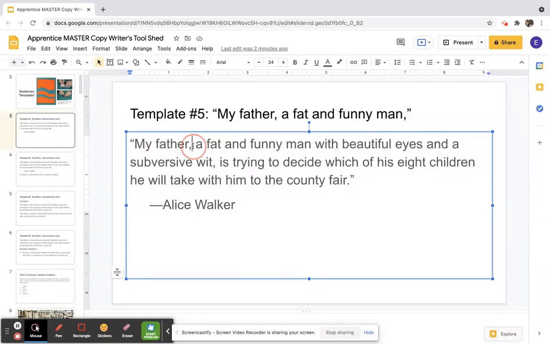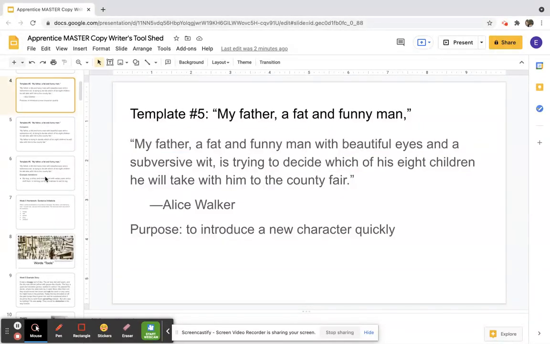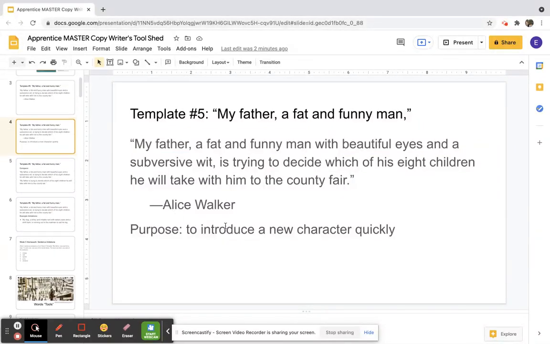And so we're looking at this whole inserted parenthetical clause where you get to describe the father. What is he like? And what is the purpose of writing a sentence like this? The purpose is to introduce a new character quickly. So I assume that in the story Alice Walker is writing here, the reader would not have met the father before. My father, and here, since you don't know anything about him, I will tell you about him. He is a fat and funny man with beautiful eyes and a subversive wit.